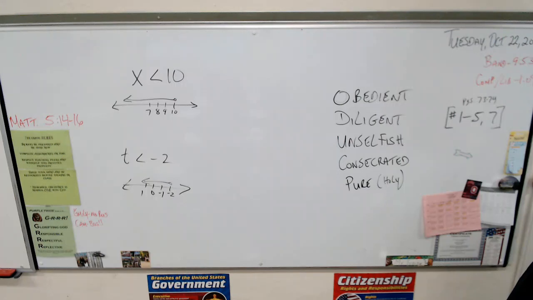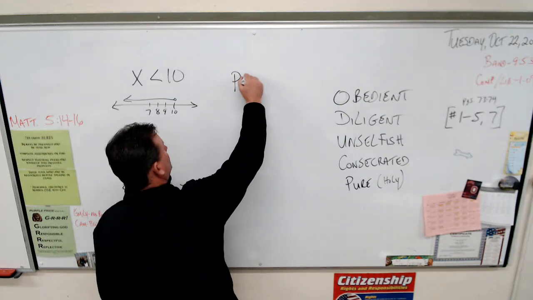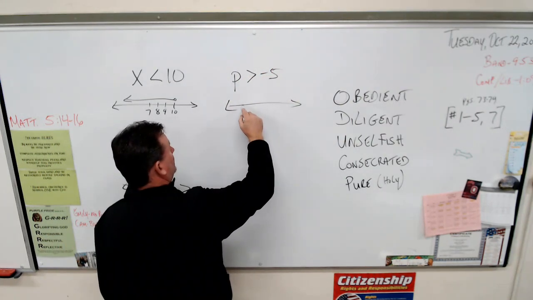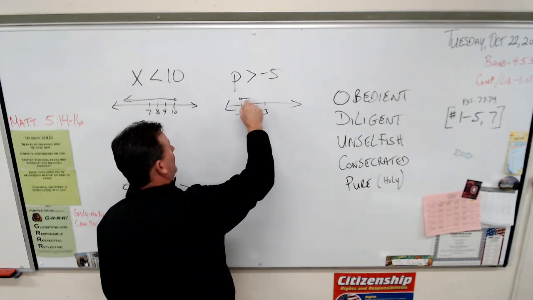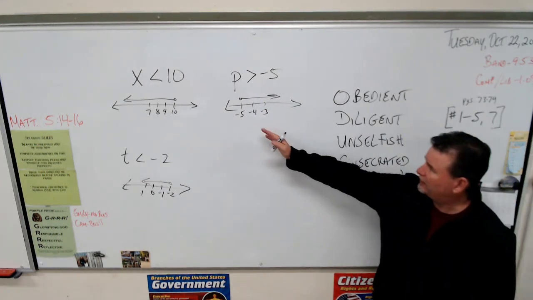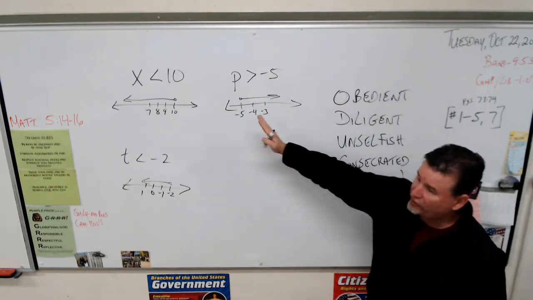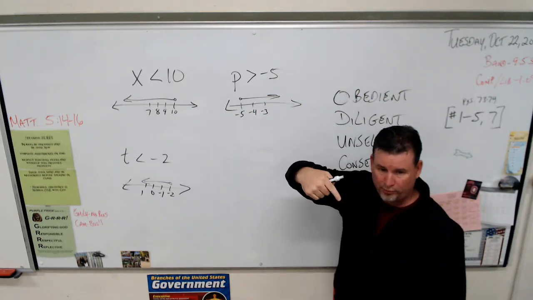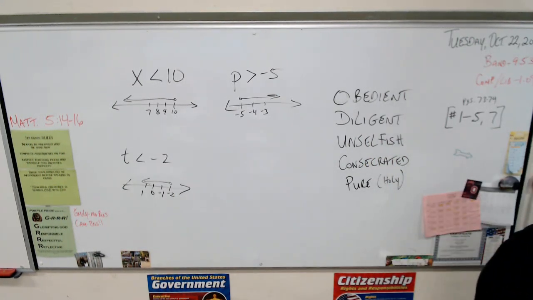Number 8. Your answer was p is greater than -5. Real quick, the graph would look like this: -5, -4, -3, greater than, to the right. Is this making sense to everybody? The graph looks like this. No, -5 is not included, and it's greater than, so everything on the number line greater than -5 fits that problem, that inequality.